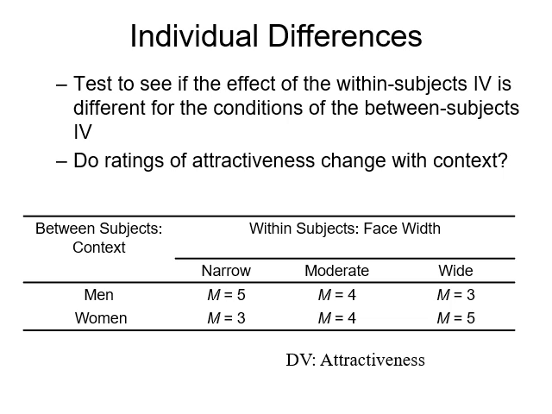So for example, in this case, we have ratings of attractiveness, men versus women, a between subjects design, and then facial width that's been adjusted by a computer from narrow, moderate, and wide. So every participant is going to see men with a narrow, moderate, and wide face, and different participants will see the women with a narrow, moderate, or wide face, and then we get their ratings.